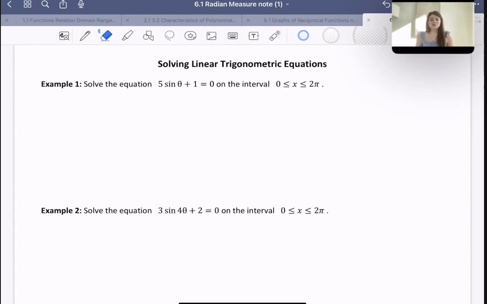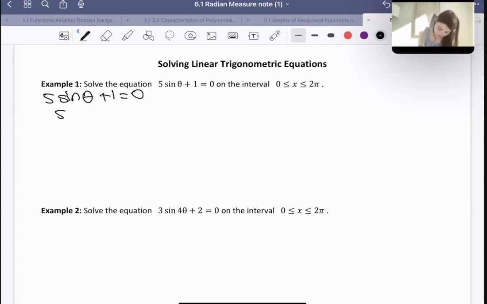All right. So the first thing we're going to do here is let's take a look at this question. It says, solve the equation 5 sine theta plus 1 is equal to 0 on the interval from 0 to 2 pi. So let's do that. First step is let's just rewrite our question. Then I'm going to subtract 1 from both sides. Then I'm going to divide by 5. And then we are going to find theta, which is going to be inverse sine of negative 1/5.